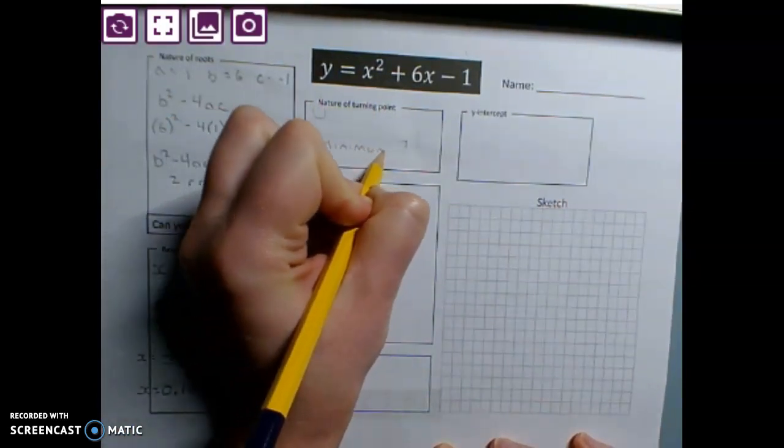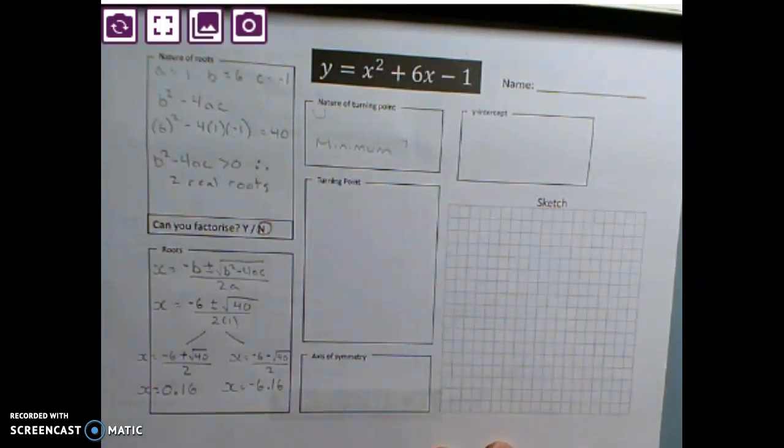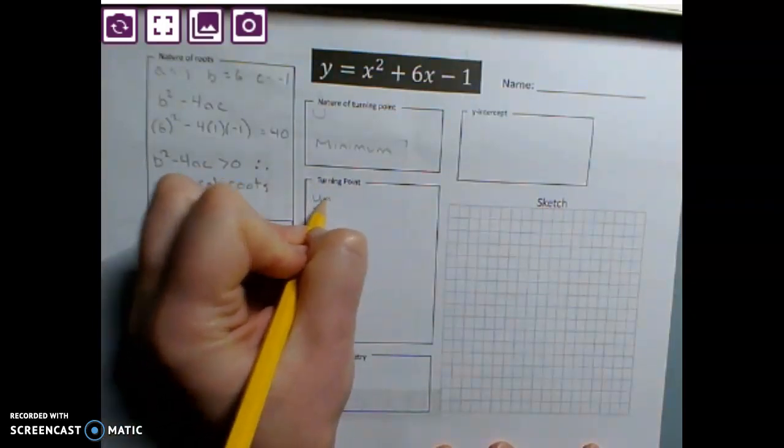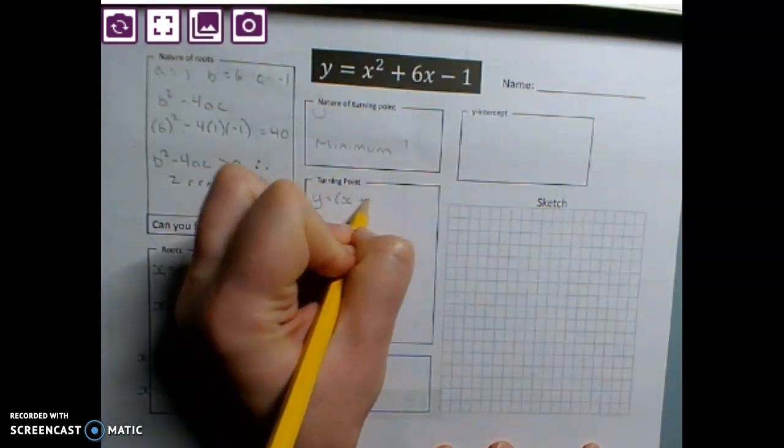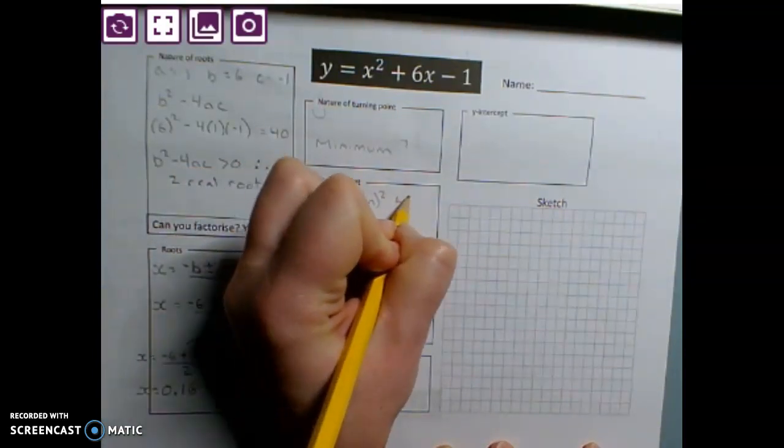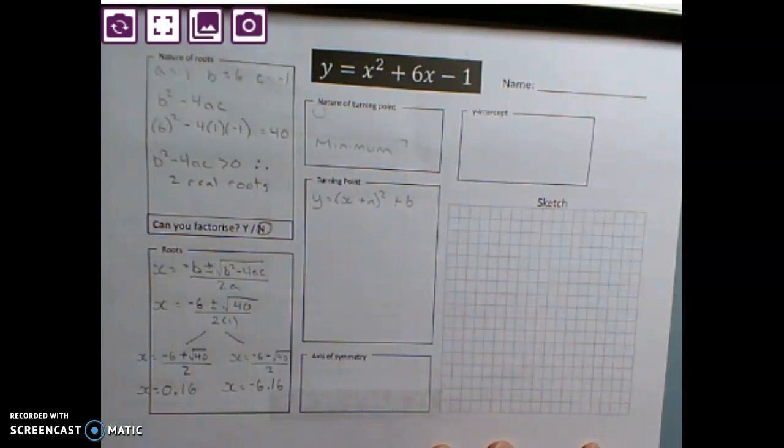Nice little smiley face. Now, we need to find that turning point. To find my turning point, I need to put it in the form y equals (x plus a) squared plus b. That is your completed square form. So to find the turning point, I need to complete the square.